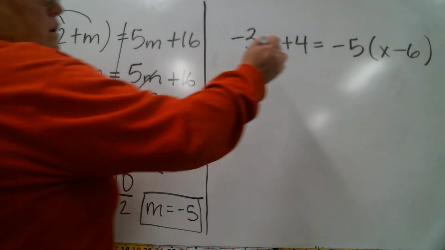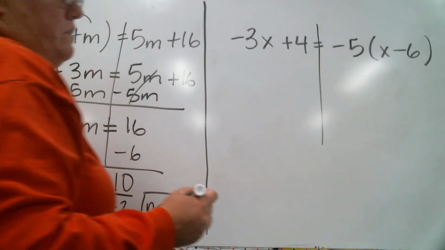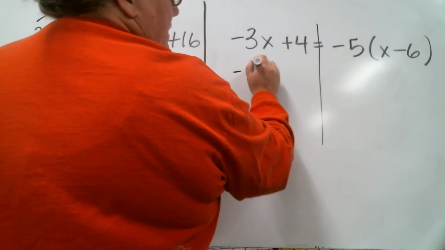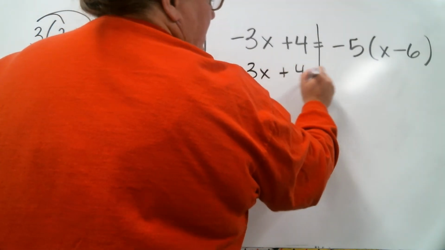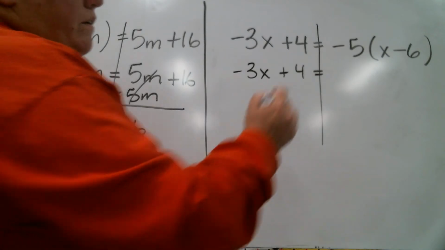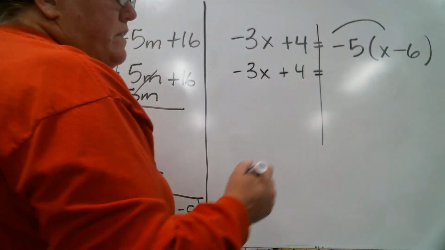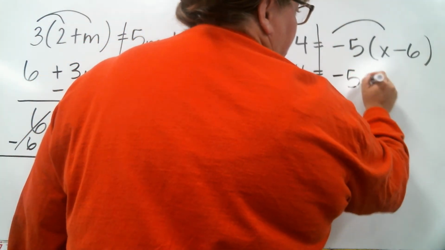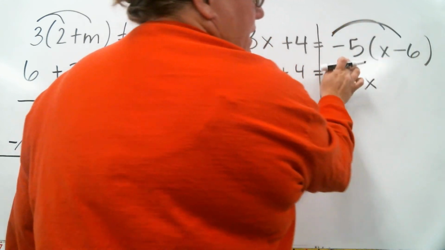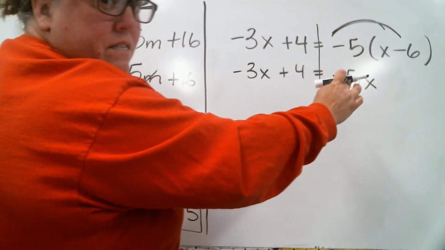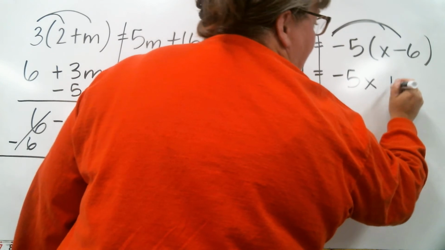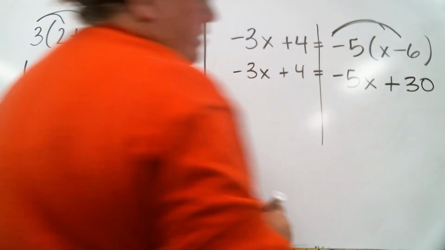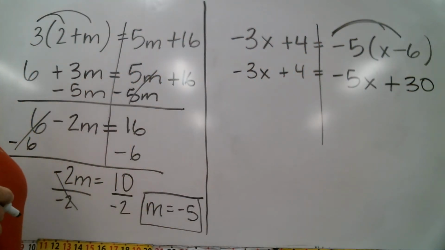Okay. Over here, the distributive property is on the right side, so I'm going to rewrite this left side because there's nothing to take care of there yet. Now, negative 5 times x would be negative 5x. And then negative 5 times negative 6, I hope I'm not in your way, is positive 30. So I end up with plus 30.